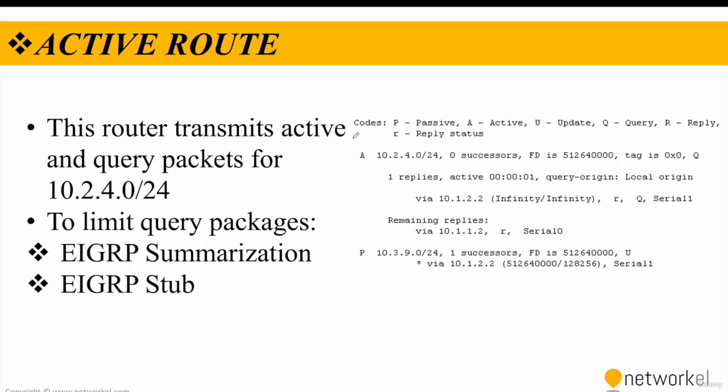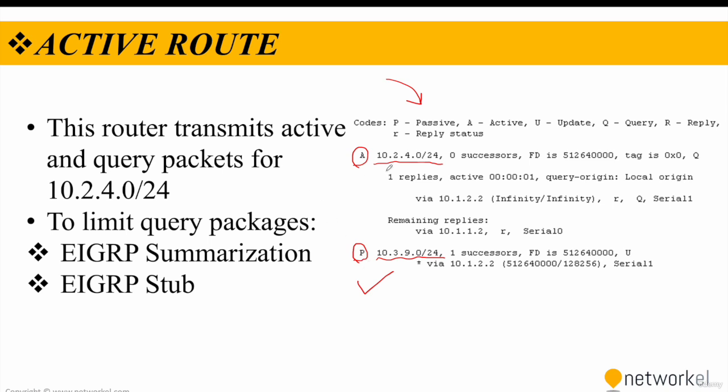Now if we look at the output you are seeing here, this router, from which the output was taken, is active for one subnet and passive for another. For 10.3.90.0/24, this router is reaching it already. Everything is good, the reachability is there, and there is no problem. P means passive, no issues at all.